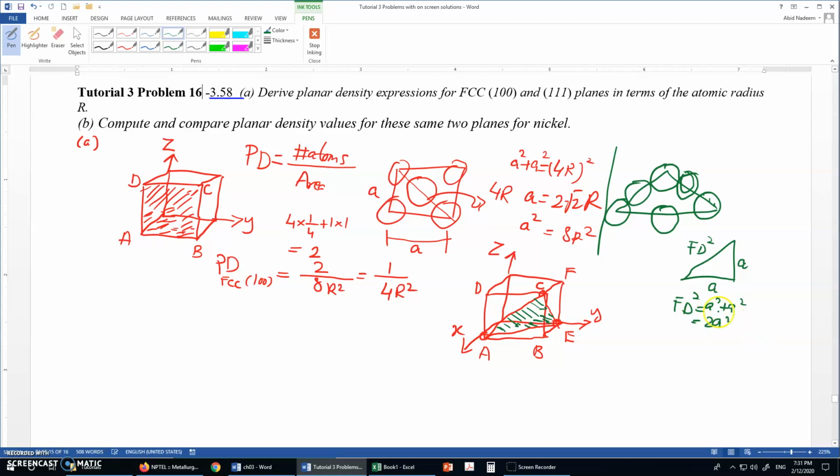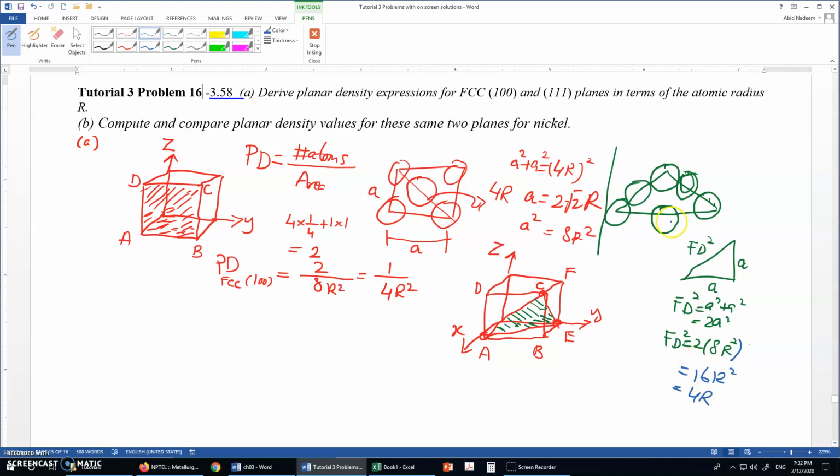So this is the face diagonal, and then we know that a is equal to 2 under root 2r, or a square is equal to 8r square. So face diagonal square is equal to 2 times 8r square. So it is equal to 16r square, so it means that the face diagonal is equal to 4r.